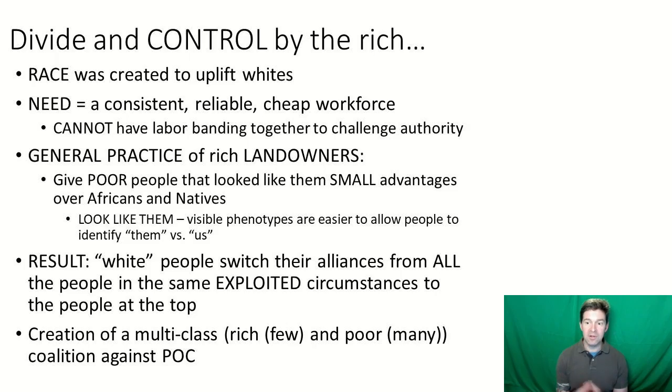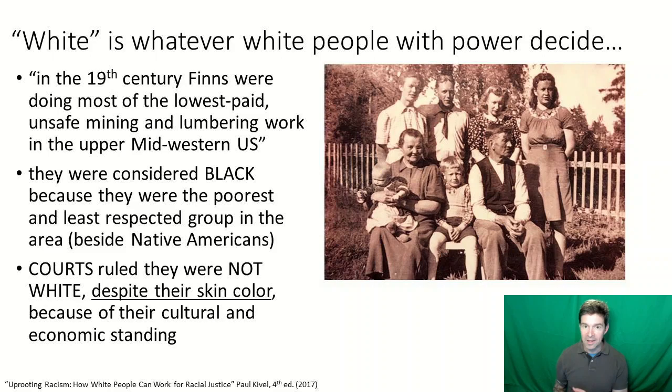So what we have here is a switch then of white people to their alliance to other white people, right? As opposed to thinking about the exploitation they're experiencing from the elite. So we've created a multi-class system and a coalition against people of color, right? So you have both rich and poor white people trying to hold their position because we've created a lower position for non-white people. Now, this ultimately goes back to what I asked you at the beginning of this series, and that is, what is race? What does it mean?